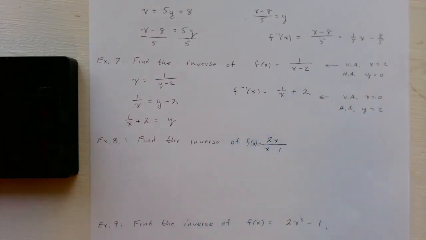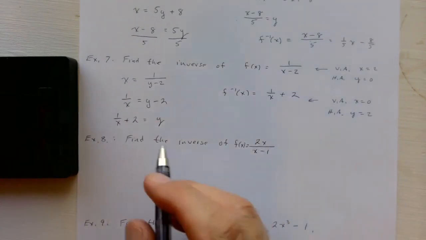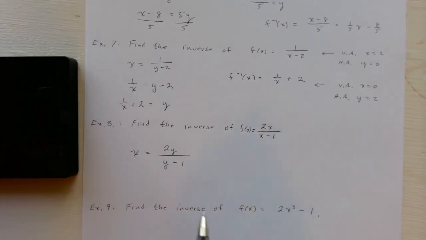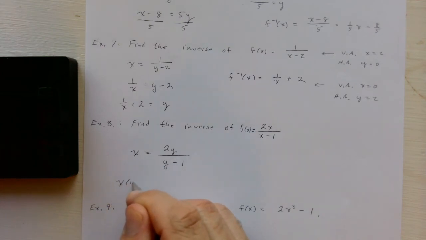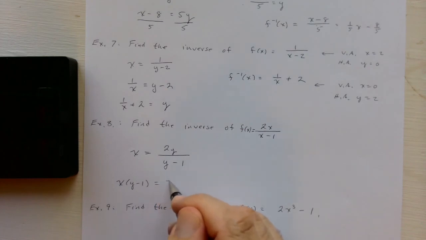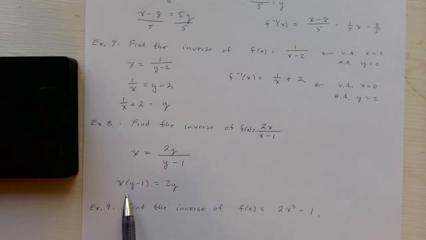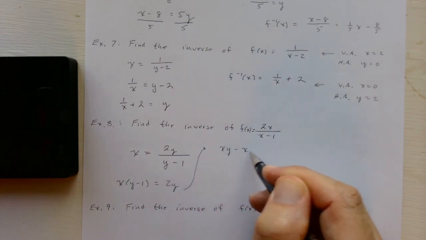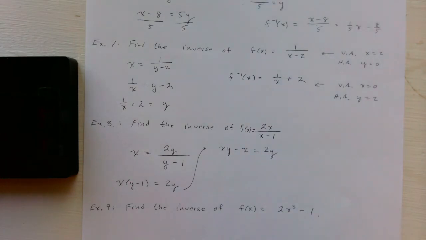Let's look at example 8: 2x over x minus 1. You write x equals 2y over y minus 1. Probably the best way to do this is to clear out the denominator. So we'll have x times y minus 1 equals 2y. Let's multiply this out, because we want to put all the y terms on one side and then divide by something. So this becomes xy minus x equals 2y.